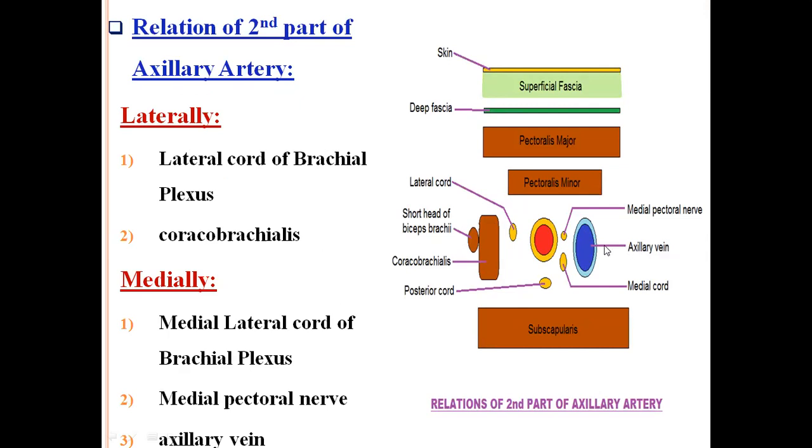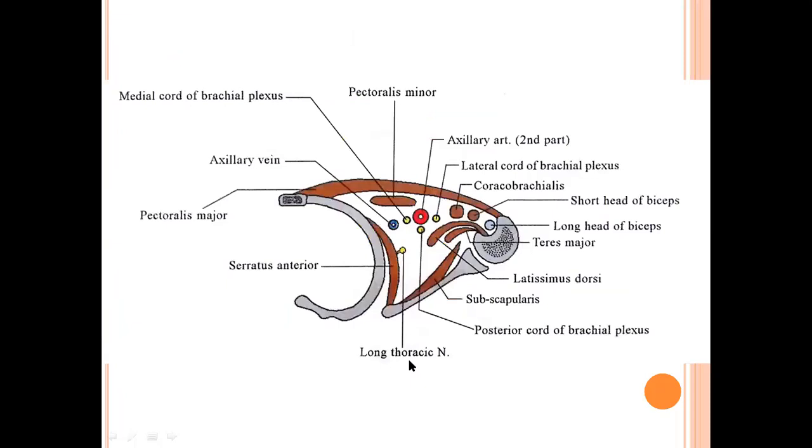Okay, then medially, throughout its course, I told you it is related to axillary vein. Okay, and apart from that, we also find medial cord of the brachial plexus, medial pectoral nerve. So if you observe for the second part of the axillary artery, laterally it is related to lateral cord, posteriorly it is related to posterior cord, medially it is related to medial cord of the brachial plexus. That is all about second part of axillary artery.